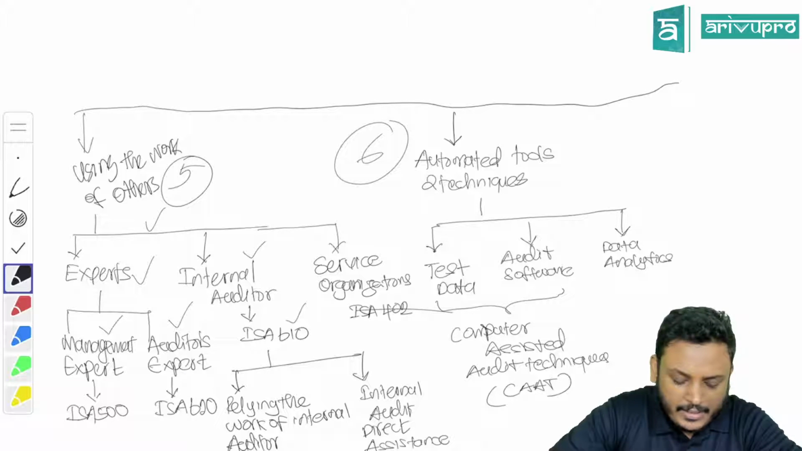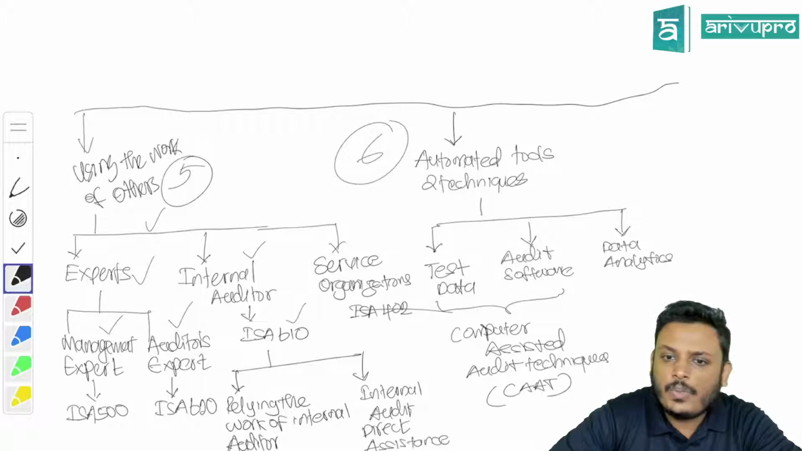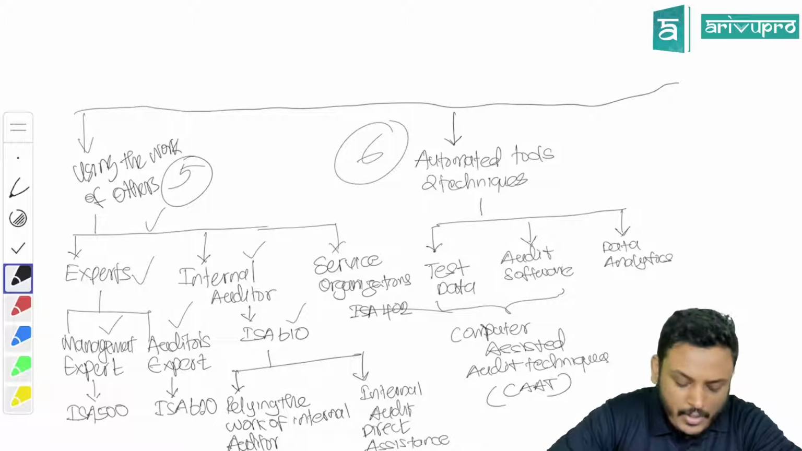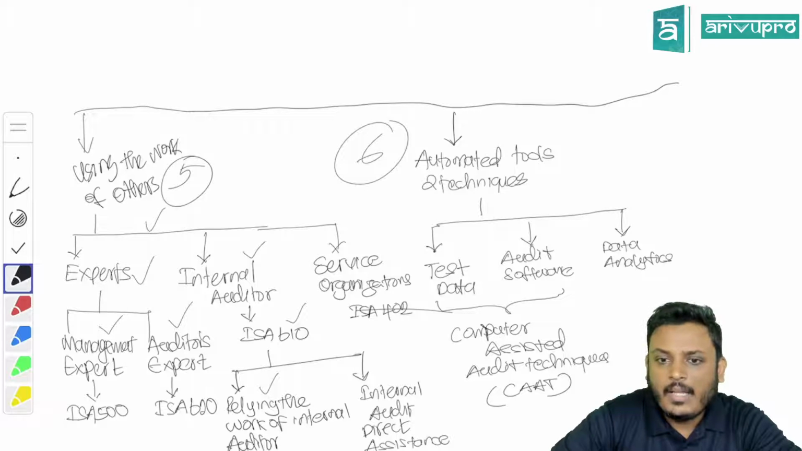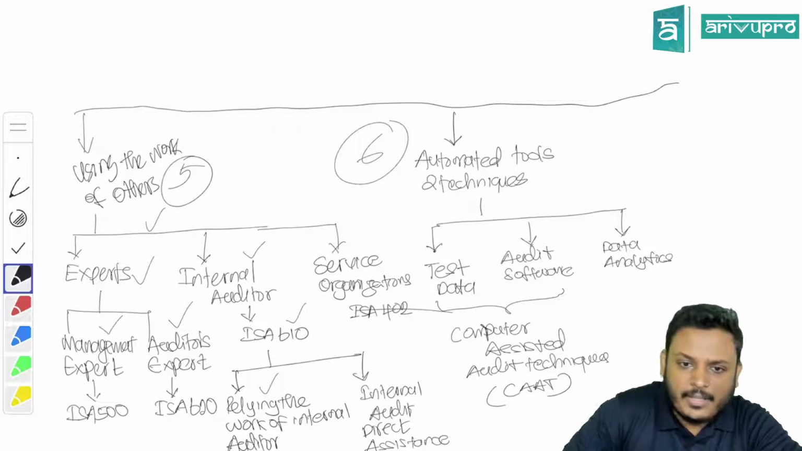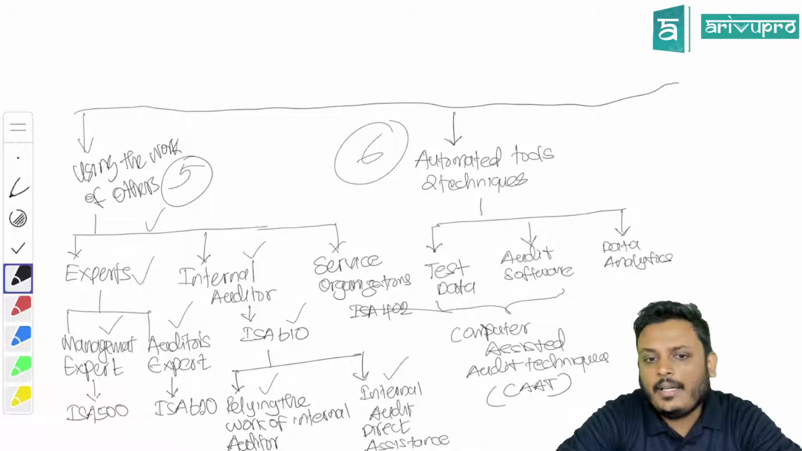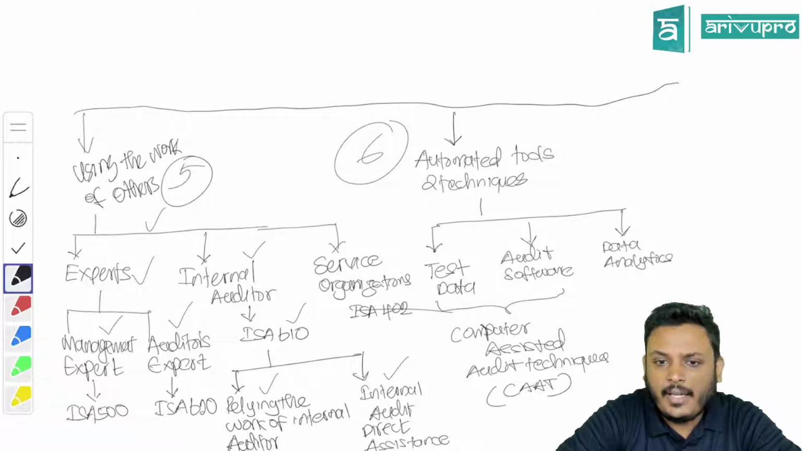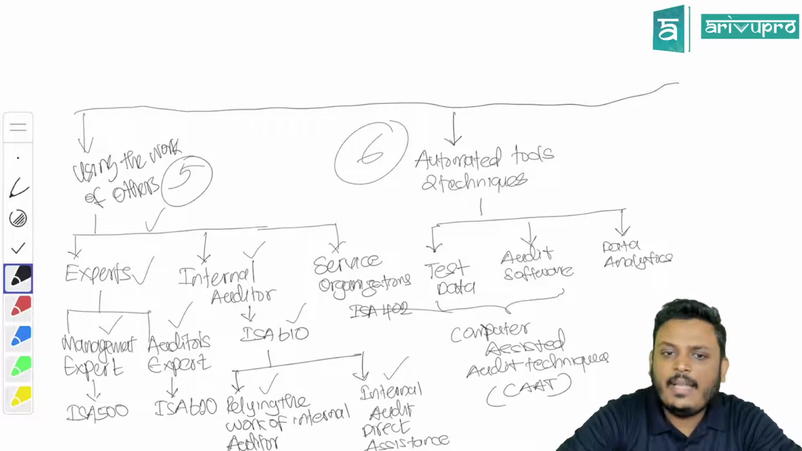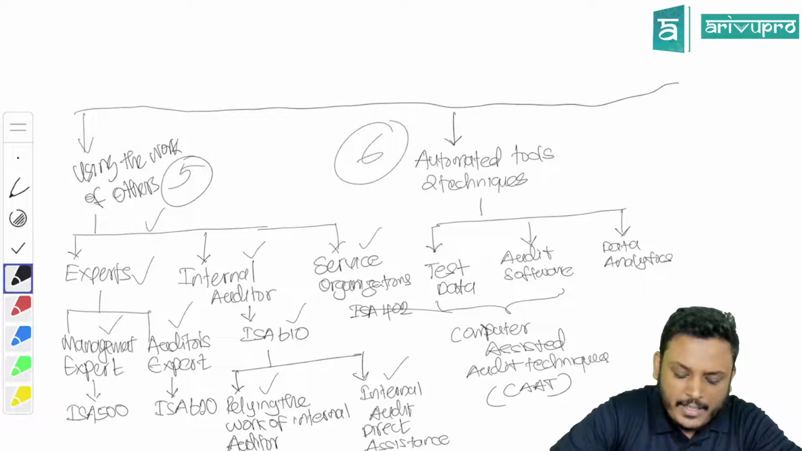If I take the internal auditor, we're going to discuss two different things. One is relying on the work of the internal auditor, and the other is internal audit direct assistance. Both come under ISA 610. To some extent we are relying on the expert, and in some situations we are relying on the internal auditor. Next one, service organization.